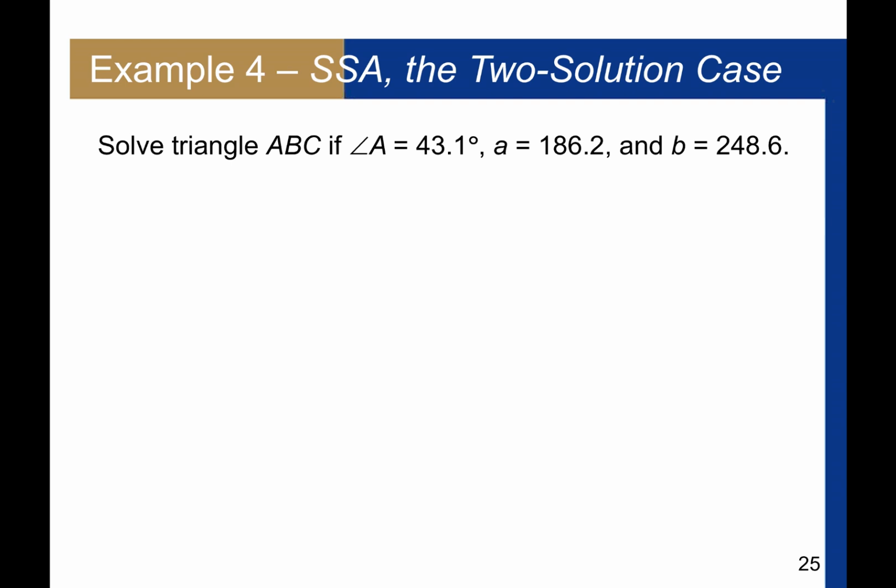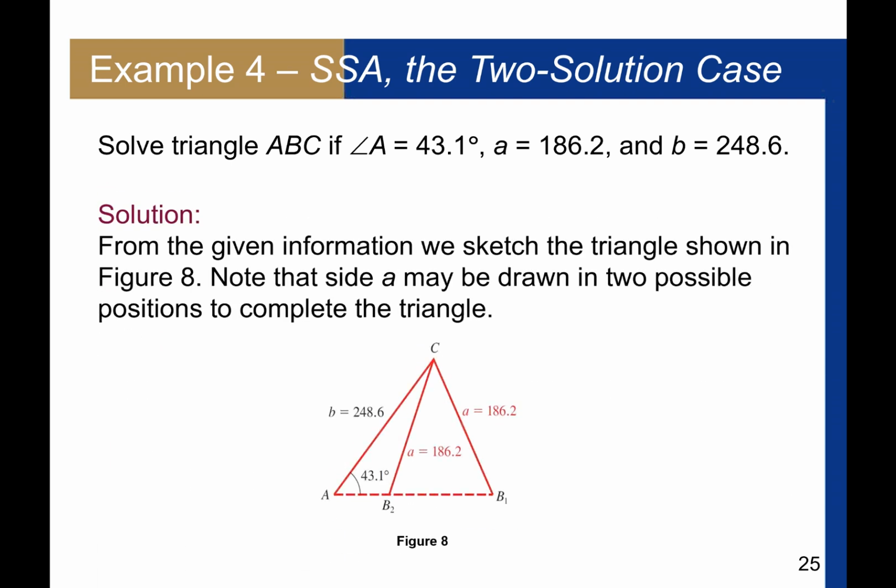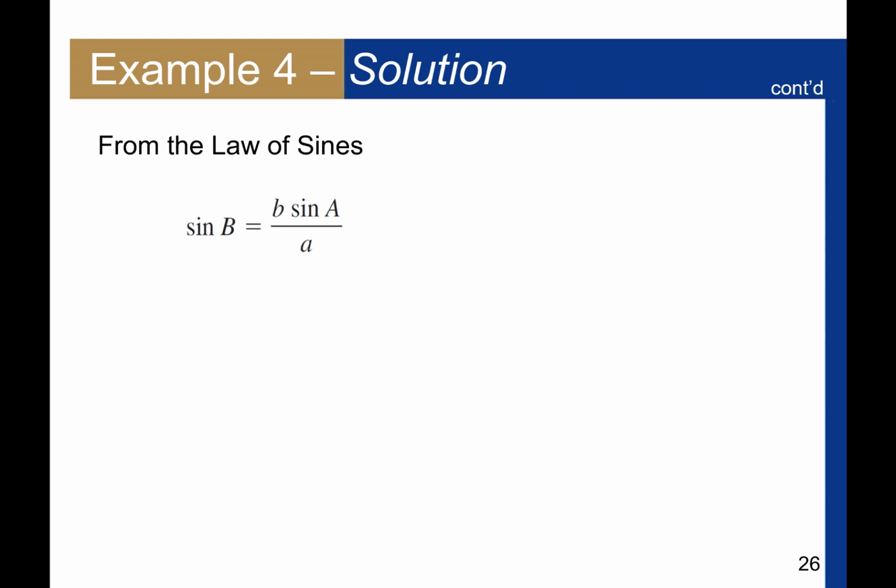All right, so let's try it again. Measure angle ABC. If angle A is 43.1, the length of side A is a whopping 186.2, the length of side B is 248.6. Well, I guess we could say immediately the measure of angle B is greater than the measure of angle A, so it's got to be bigger than the 43.1. Again, a nice picture would help.